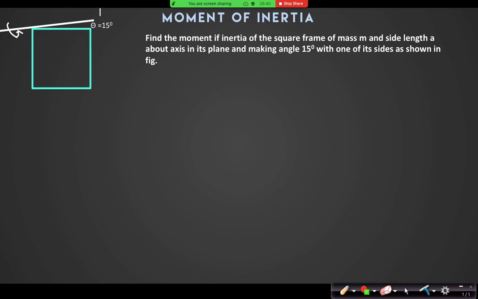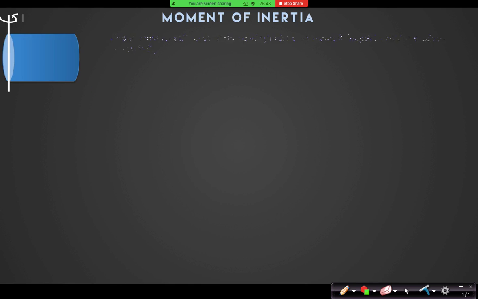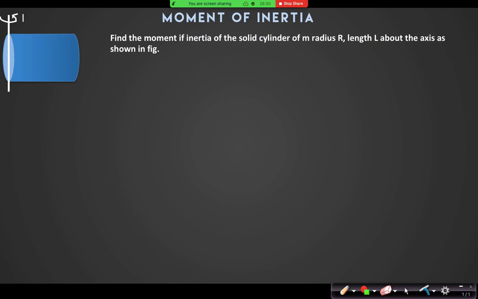These questions are not very common in Mains, but in Advanced you can expect this type of question. Now, can I find the moment of inertia of a solid cylinder of mass m, radius r, length l? Here the perpendicular axis theorem won't be applicable. You cannot apply the perpendicular axis theorem.